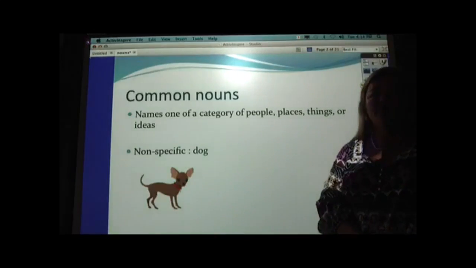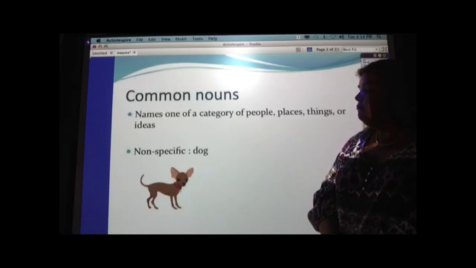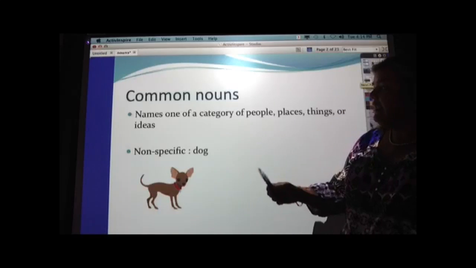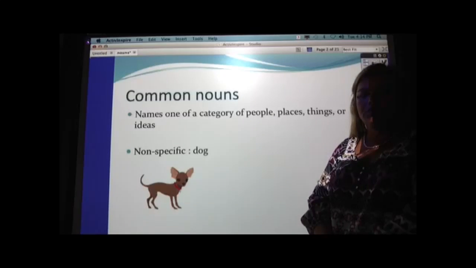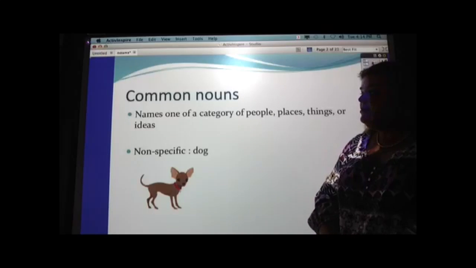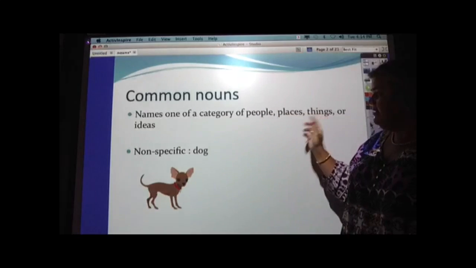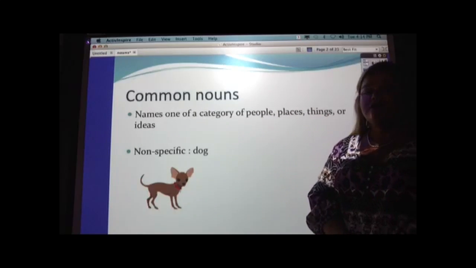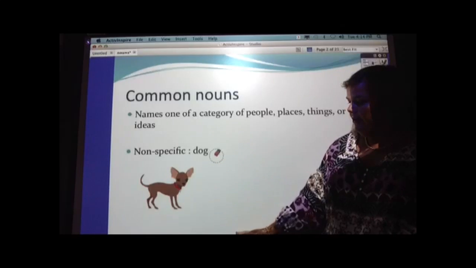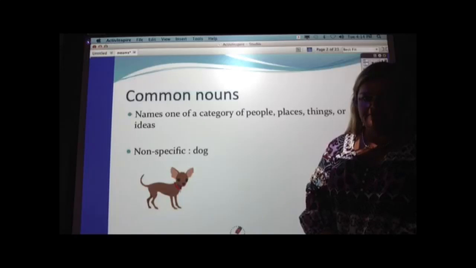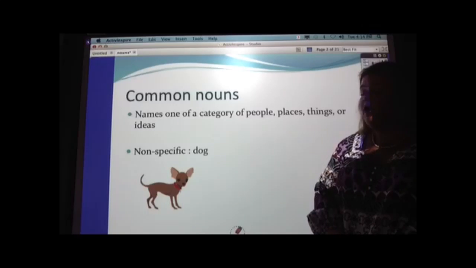The first type of noun that we'll talk about are what are called common nouns. These are regular types of nouns, and they name one of a category of people, places, things, or ideas. And this is the definition that you should know: nouns are people, places, things, or ideas. And they're non-specific. For example, here you go. We've got a dog. Right? He is non-specific. So let's make sure that you get this definition of a noun copied into your notes.